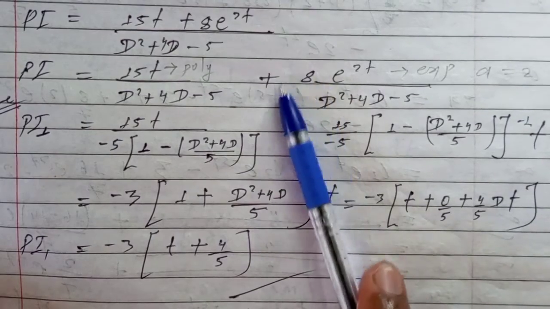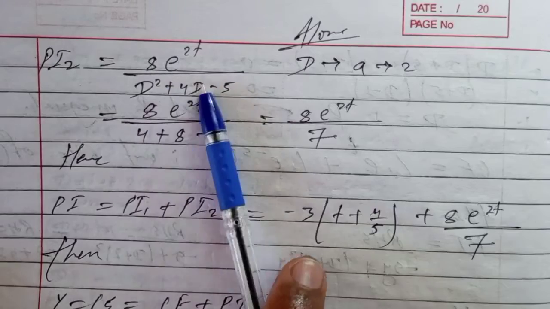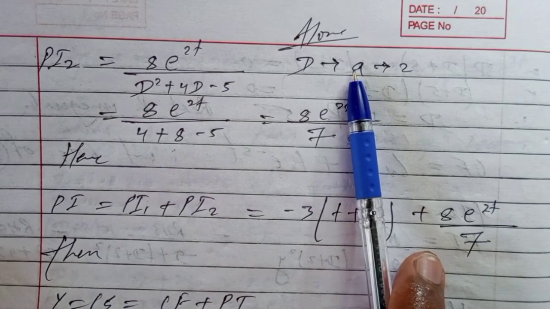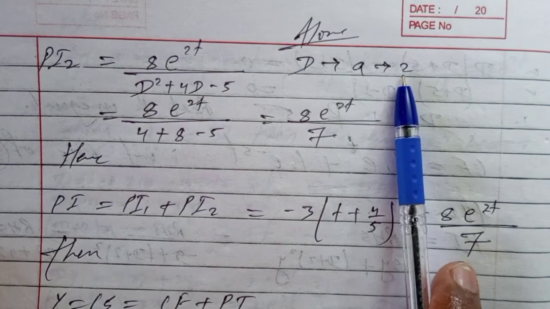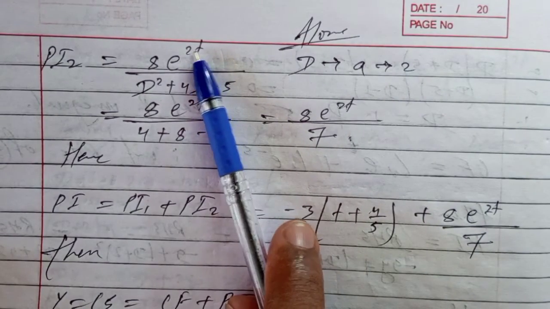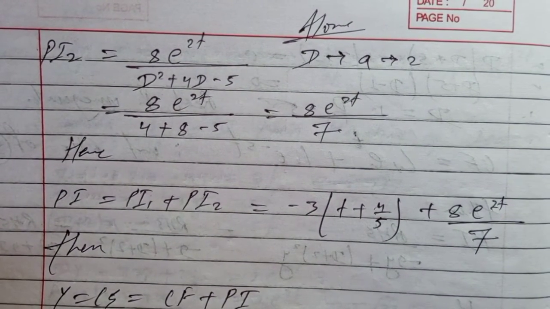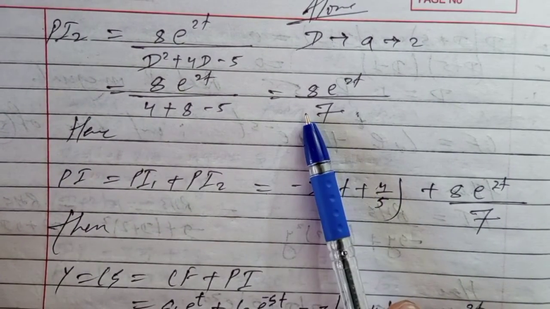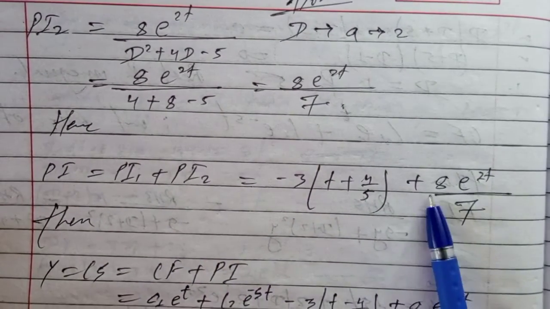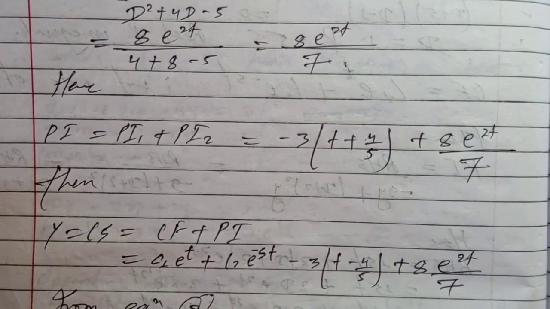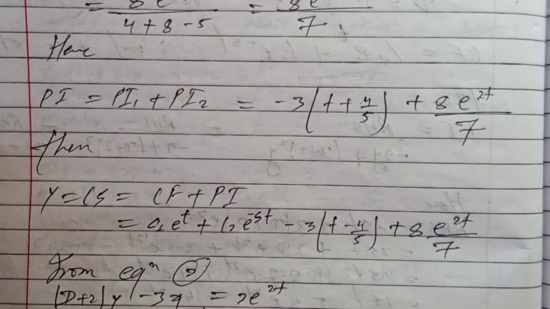Similarly, we're going to solve our PI2 according to the exponential. So PI2 we solve with the help of the exponential rule, where D is replaced with a, that is 2, which is the coefficient of t in the power of e. So wherever we see D we replace it with 2, and we got our PI2 up to this much. So PI equal to PI1 plus PI2, and this is our required PI. We know complete solution equals CF plus PI, and we write the value of CF and PI.